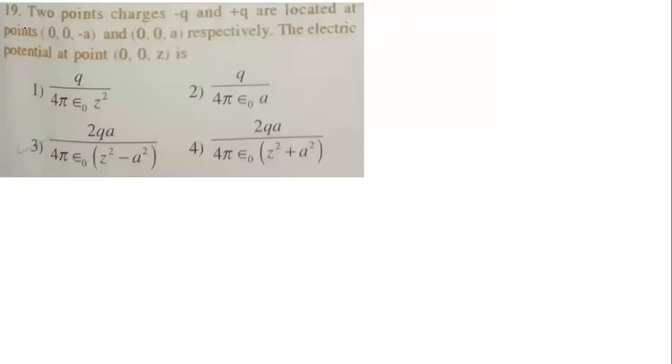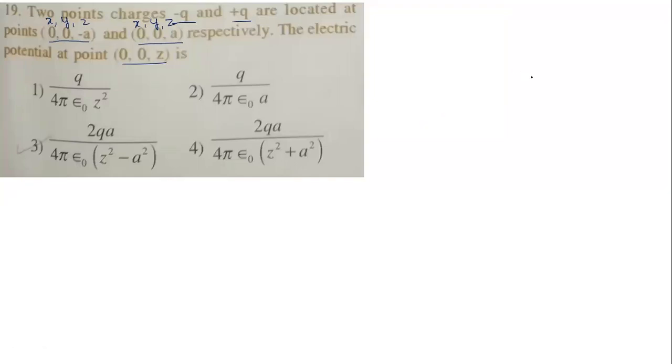Question number 19, they are asking: two point charges minus q, plus q are located at the points 0 comma 0 comma minus a and 0 comma 0 comma plus a, respectively. It is like x comma y comma z. The electric potential at 0 comma 0 comma z we need to find out.